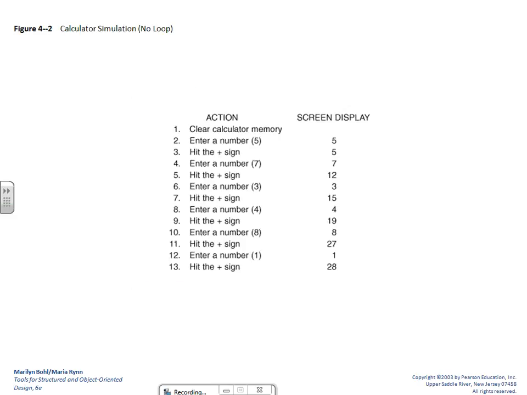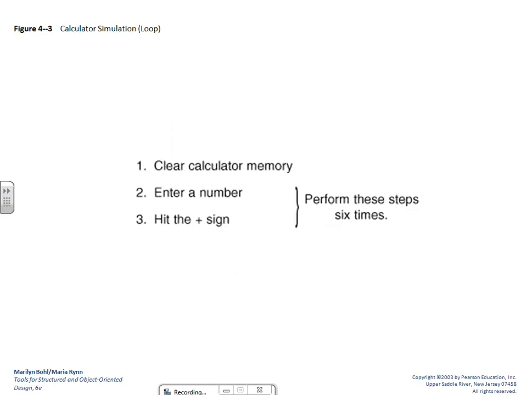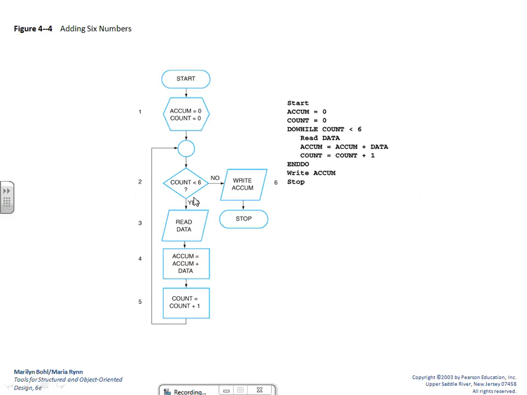This is going to tell you how you're going to do it on a calculator in order to add 6 numbers. As you see here, we're going to be able to repeat those statements: enter a number, hit the plus sign on the calculator. So this is the statement that we want to repeat. Let's look at it. We're gonna start. We're gonna have an initialization here. We have 2 variables. We're gonna initialize them.